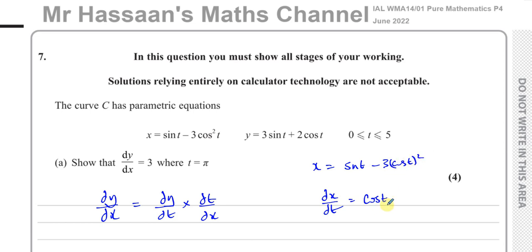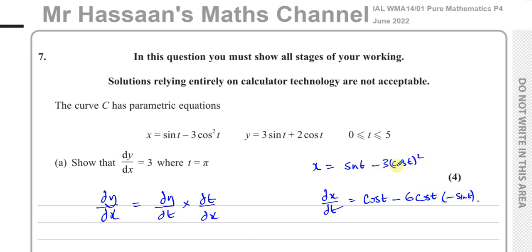So how do you differentiate something which is a polynomial? You multiply by the power, and you take 1 from the power. So this is going to be minus 6 times cosine t, all right? Minus 6 times cosine t times the differential of what's inside the function. Okay, what's the differential of cosine t? It's minus sine t. So it's times minus sine t.